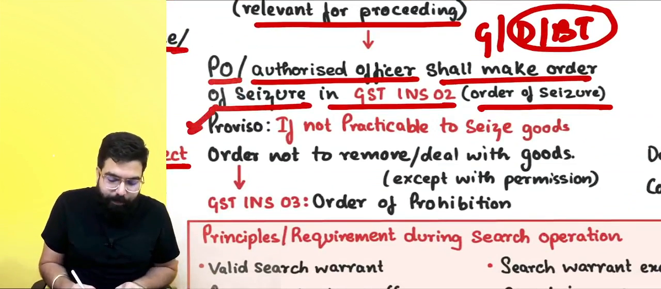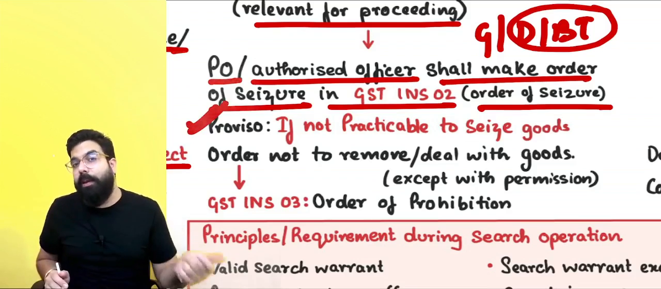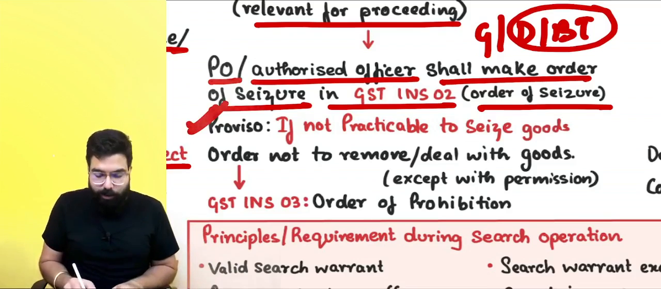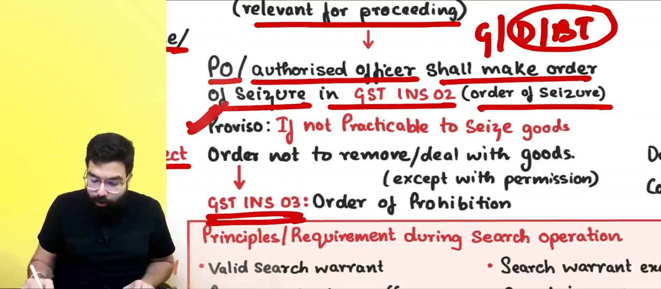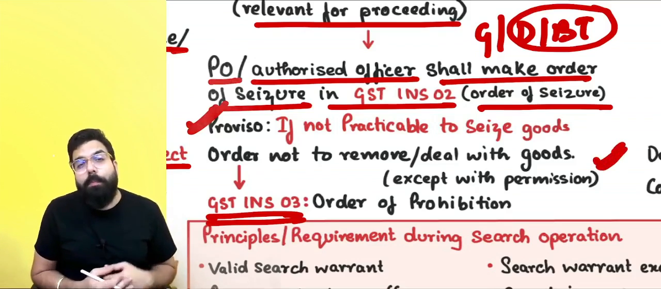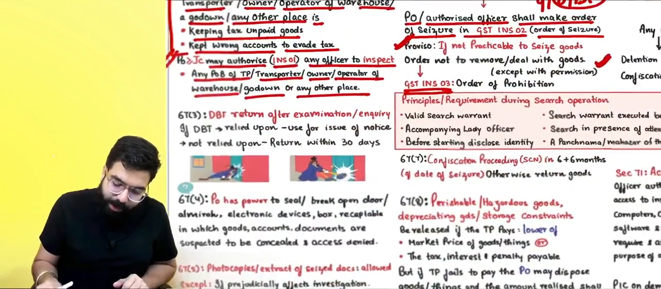If it is not practicable for them to go ahead and seize the goods, then they will give me a prohibition order in GST INS 03 and tell me not to remove the goods or deal with the goods without my permission, basically without the permission of the officer. Okay, sir, point is clear.